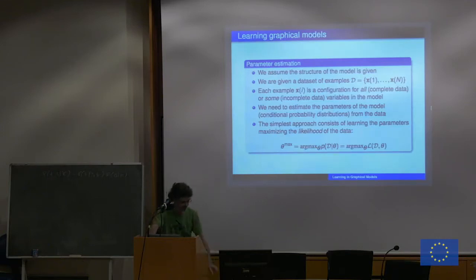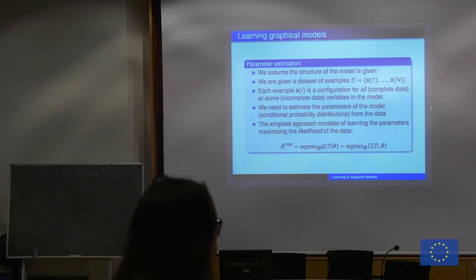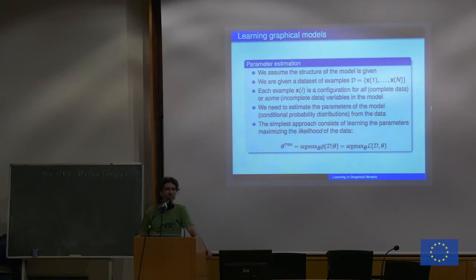And the data set D is basically a collection of configurations, x1 to x capital N, where I put parentheses because each configuration is indeed a structured object, which is a configuration for all the variables in the network, if it's a fully observed data set, or some of the variables if you have missing data. So if you think about the previous examples in the sequence, each configuration is a sequence of variable values, and possibly you could have some values which are missing. And now what you need to do is to estimate the parameters of your graphical model that best fit your data.